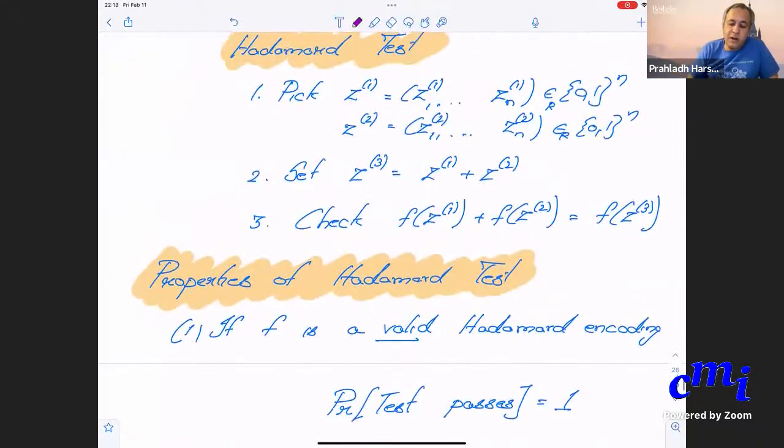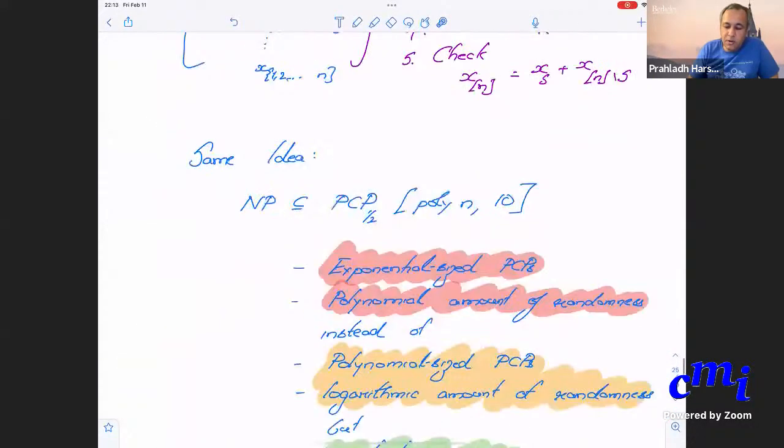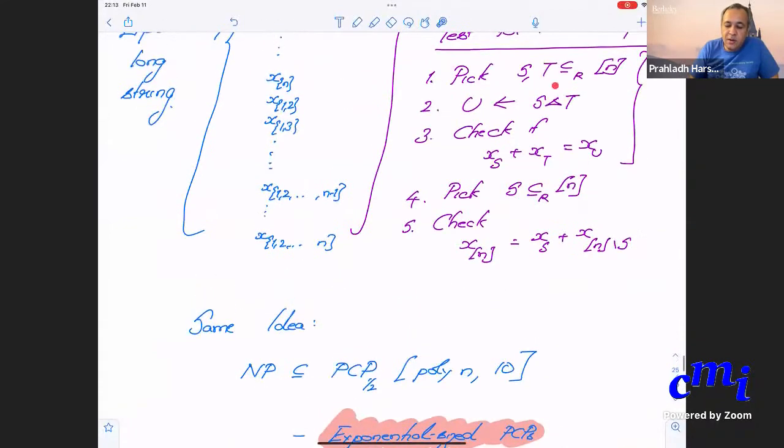It's important it was random. This was random. You needed this random over here. Same thing. This was exactly what happened over here. I needed these tests to be random, not arbitrary. So it has to be random. Among the 2 power n possible sets, you must pick uniformly at random one of them. And so that is guaranteed to verify whether the entire thing is a Hadamard encoding.